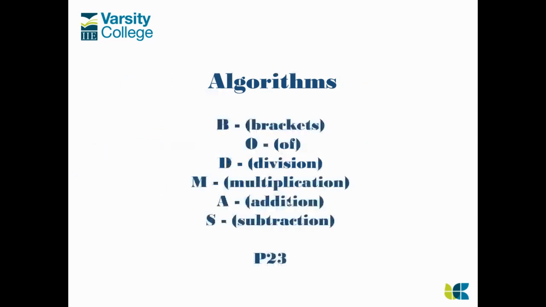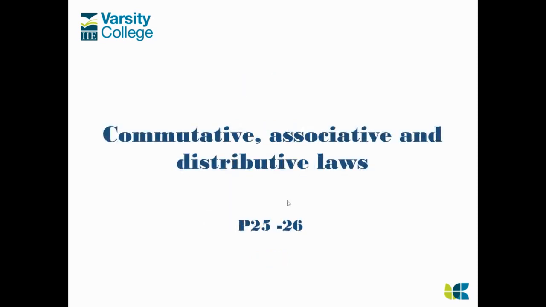Algorithms are step-by-step procedures needed to solve a mathematical problem correctly. That's all they really are. So BODMAS is an algorithm. We start with brackets. After brackets is of, in other words, multiplication. Then division, then after that multiplication, and obviously addition and then finally subtraction. So that BODMAS is an algorithm. It's a step-by-step procedure.